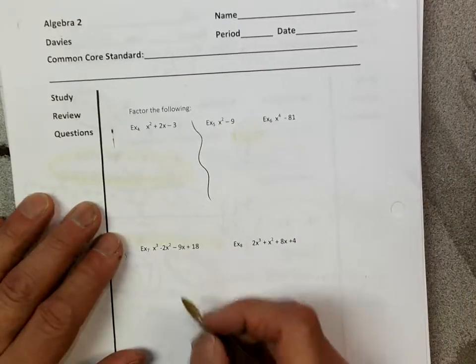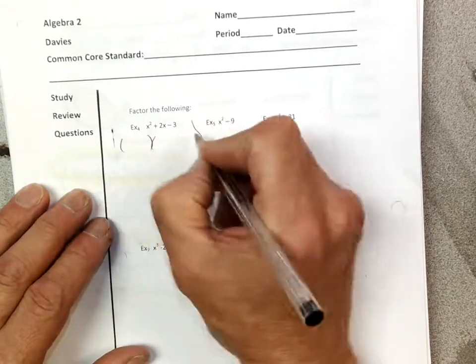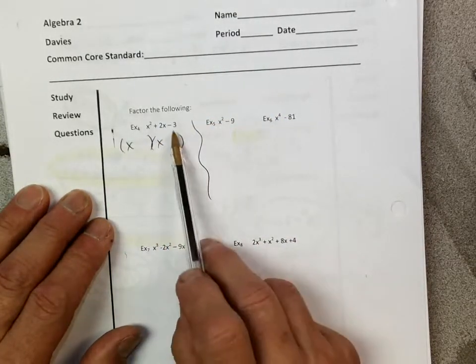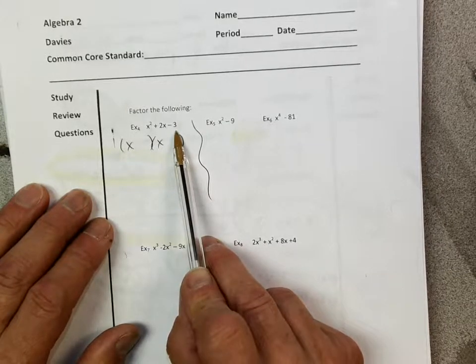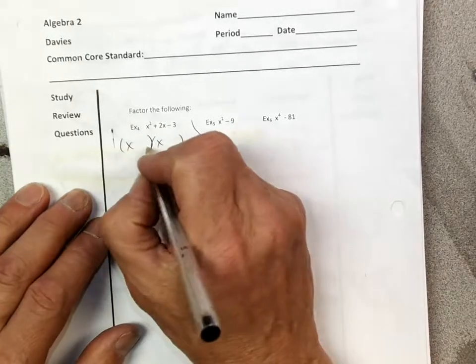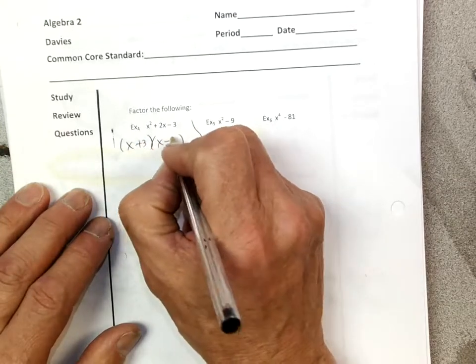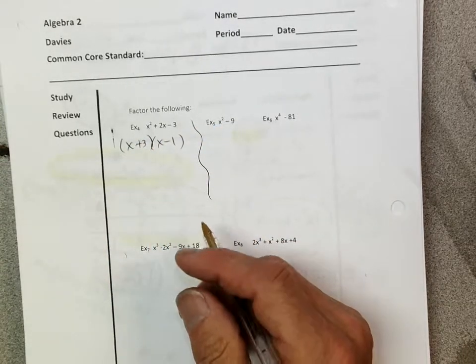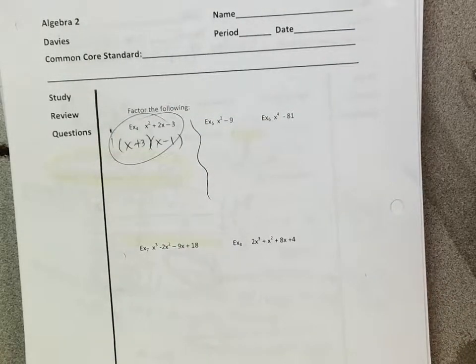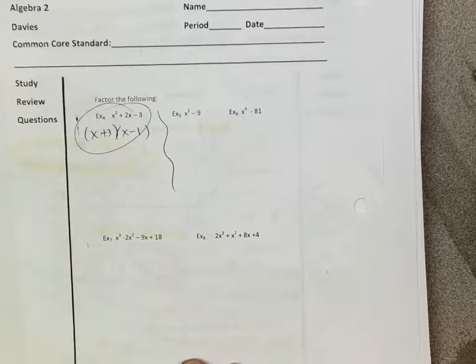What's it factor into? You know you've got to start with x and x, right? What are the multiples of 3? What times what makes 3? And we need a positive 2. So what are we going to use? Positive 3, negative 1. Okay, all right. By the time we're done, you're going to say, I can factor, Mr. Davies.